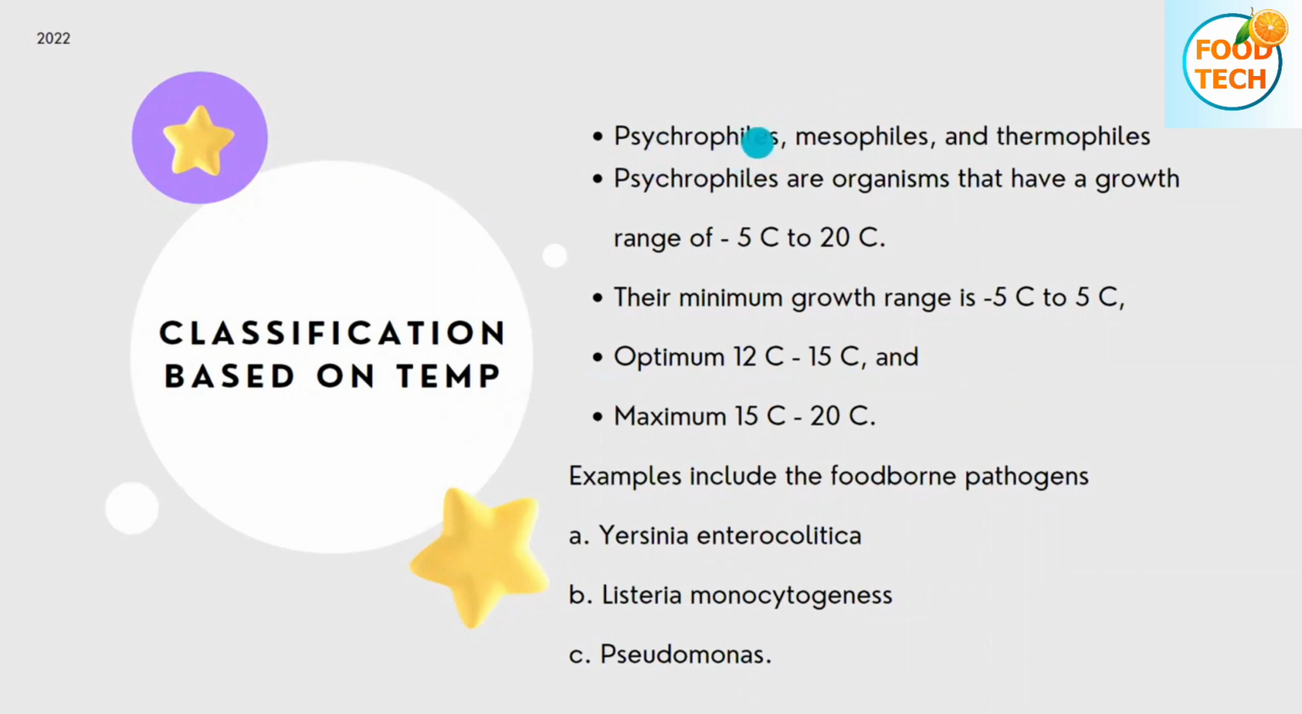So psychrophiles, if you break this word, philes means love, right? And psychro means cold. So those bacteria which love cold temperature are known as psychrophiles. Mesophiles, again, are the ones which love the normal temperature that is present in our environment.